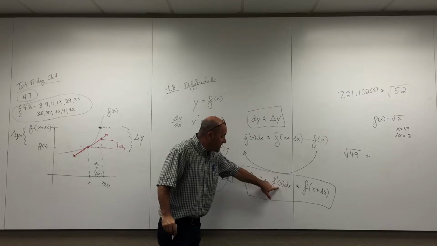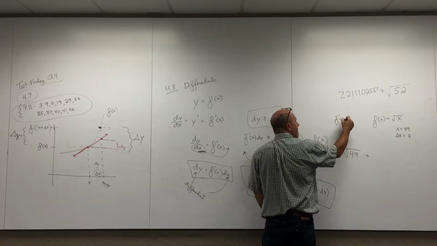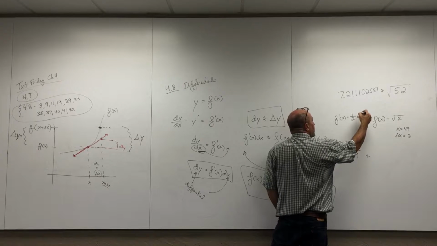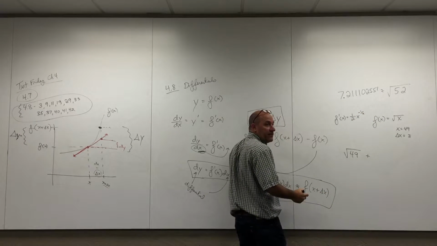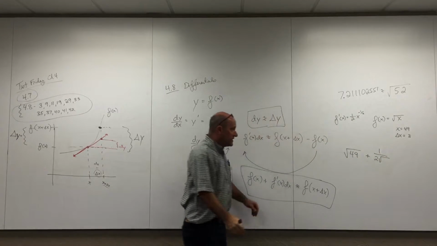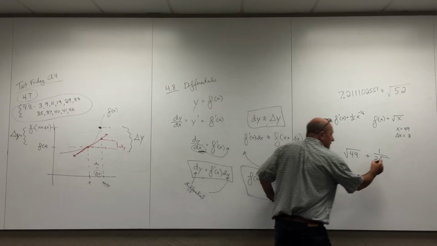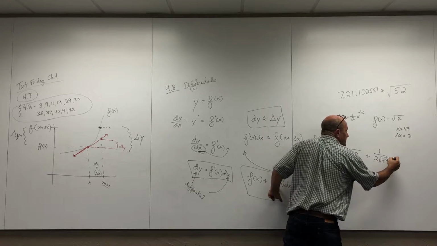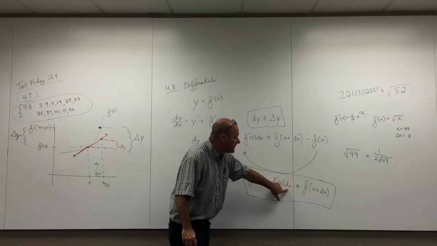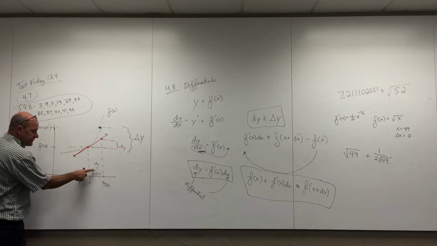Plus, I need the derivative of that function evaluated at x. Anybody know the derivative of this function? One half x to the negative one half. He's right. And if I clean that up, that's 1 over 2 square root of x. What am I plugging in for x? For x, I'm plugging in 49. And then it's multiplied by dx. And what's dx? Over here, what was dx? It's the delta x.